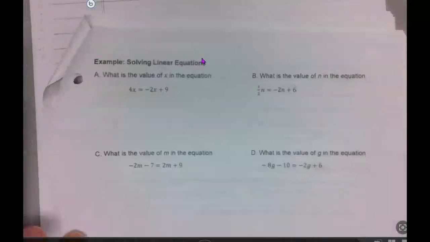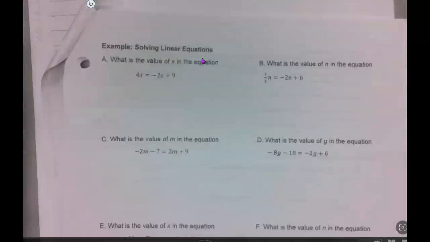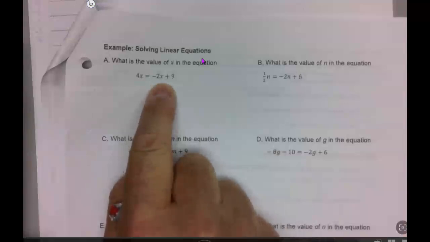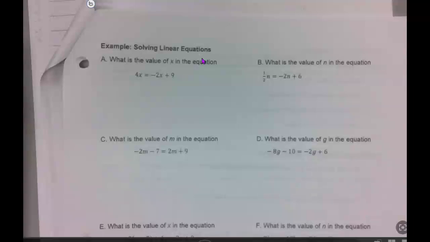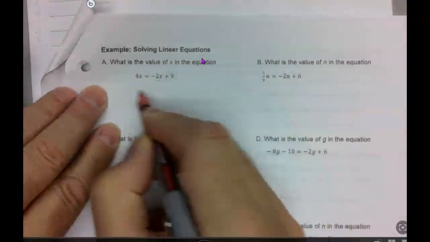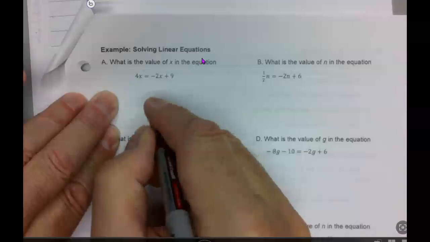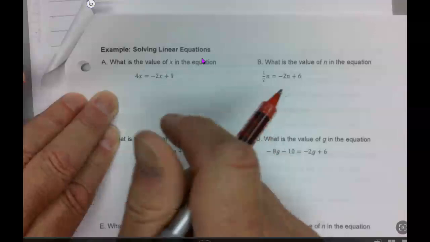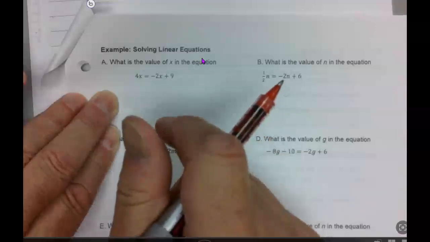Okay, example A. Can I do any simplifying on this right side? Can I combine any like terms? No. So I like to do my x's always first. That's just me, and you'll see why later, okay? So, Miles, how am I going to get this negative 2x to the other side? How am I going to get that over there? Add it. Add it, correct?